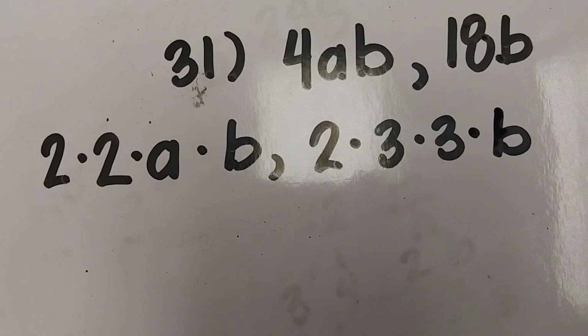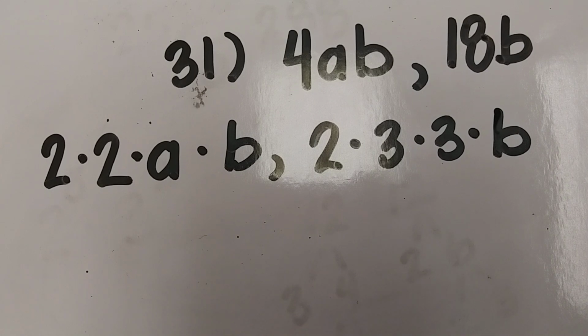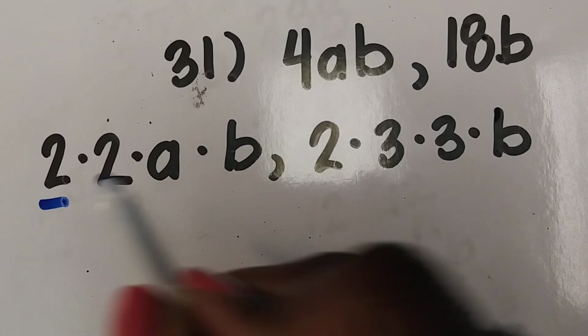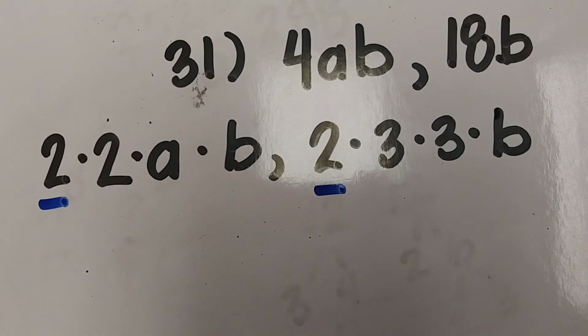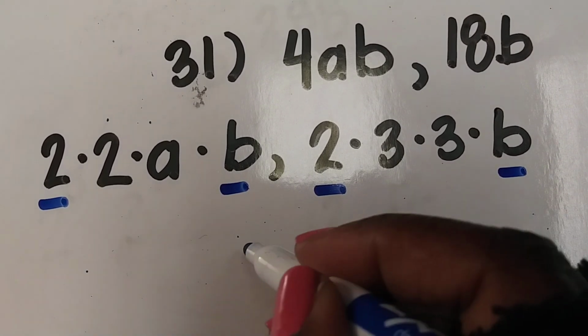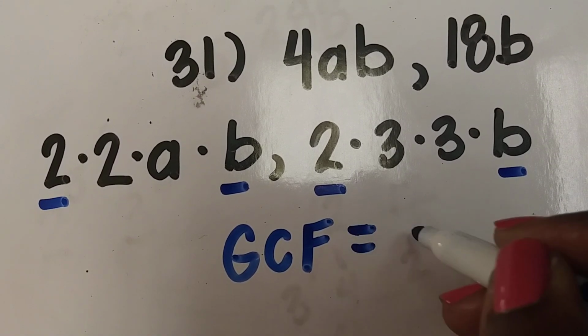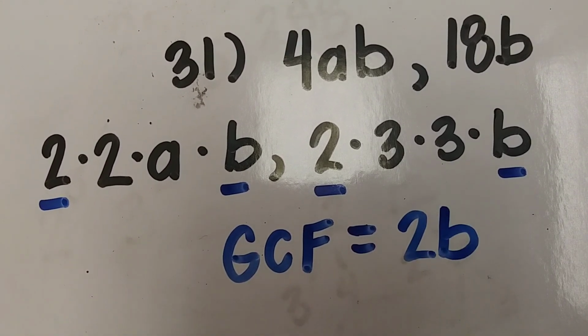Common factors is looking at both of these terms and seeing what they have in common. I noticed they both have at least one 2 in common. And they have at least one B in common. So my greatest common factor is 2B.